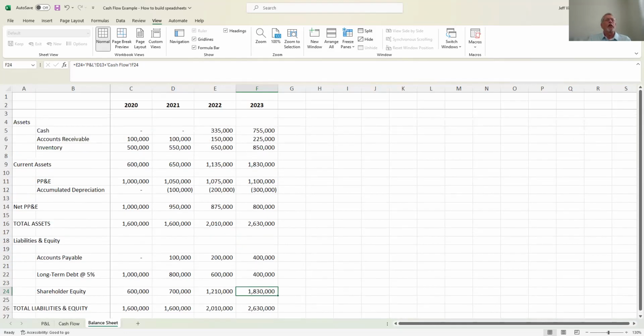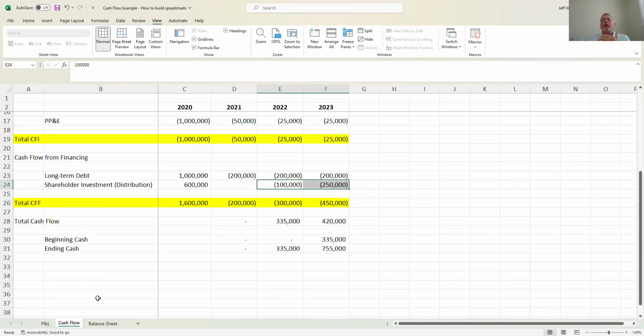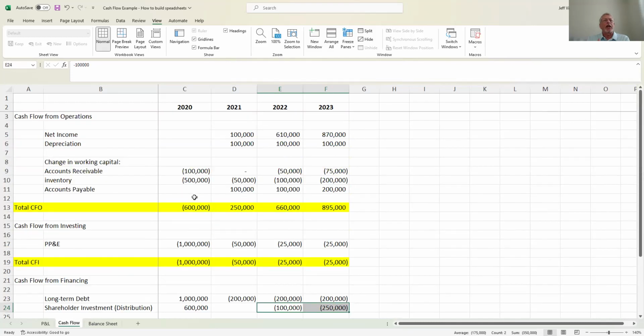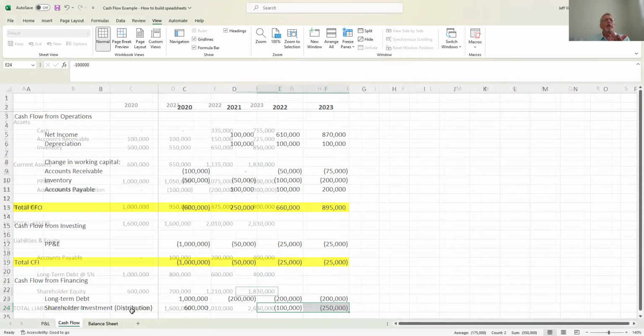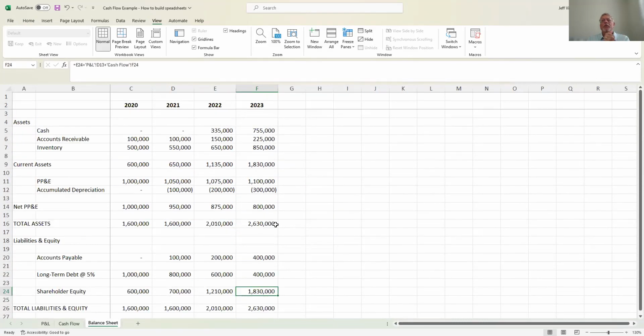All right. So if you understand that, you're starting with the income statement, it flows through to your cash flow statement, right? And then it flows through to your balance sheet. Pretty cool. So that's how that works.